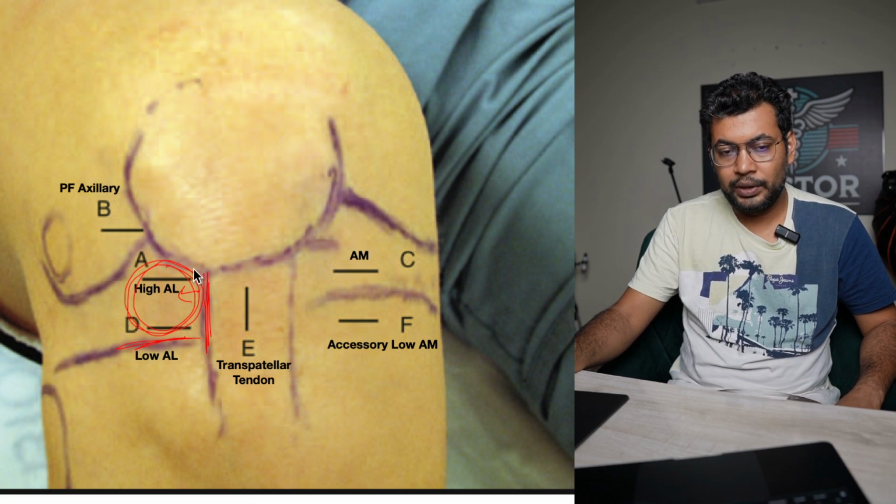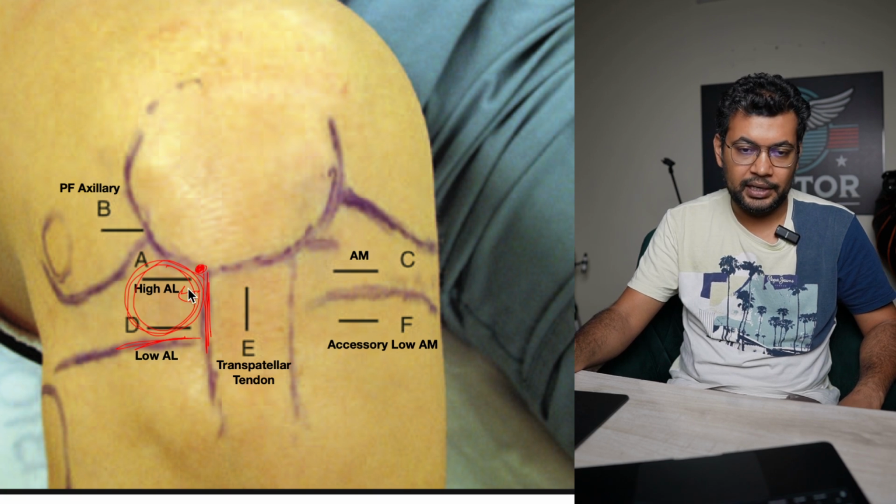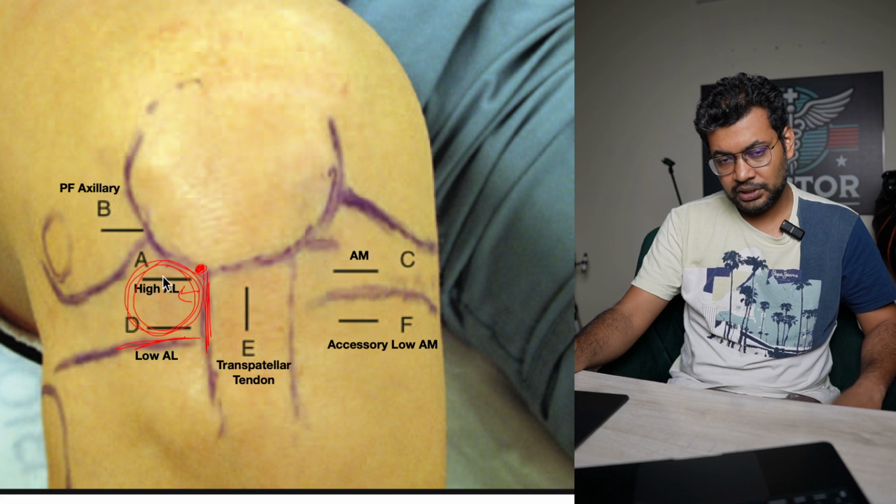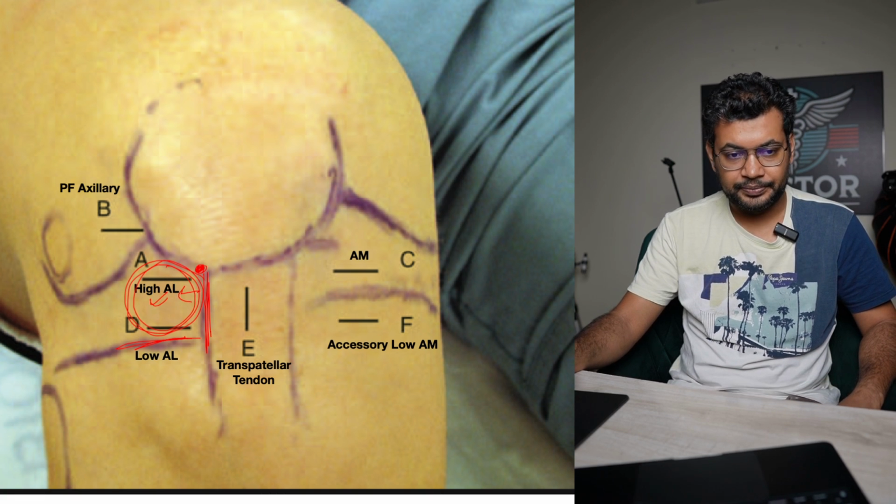To look at the precise location, when the knee is in 60 degrees of flexion, this will lie at the inferior pole of the patella. So this is the anterolateral portal. This is the most common portal that we use in knee arthroscopy. For diagnostic arthroscopy also, this is the portal.